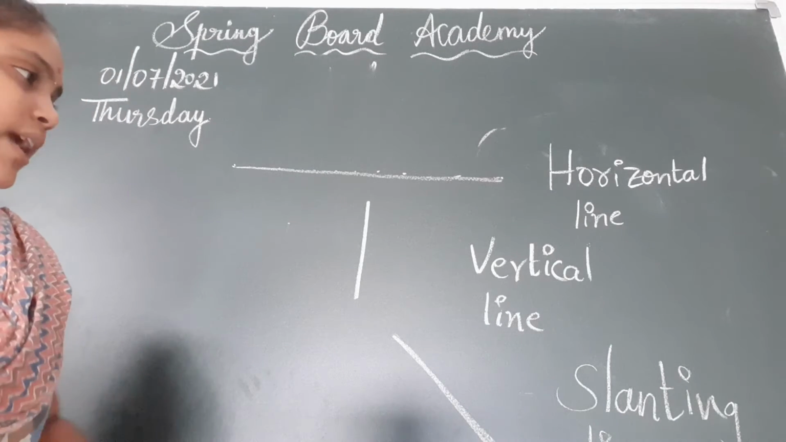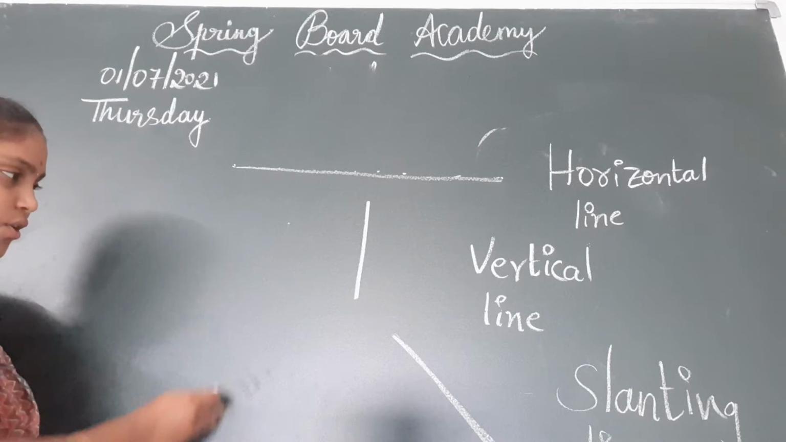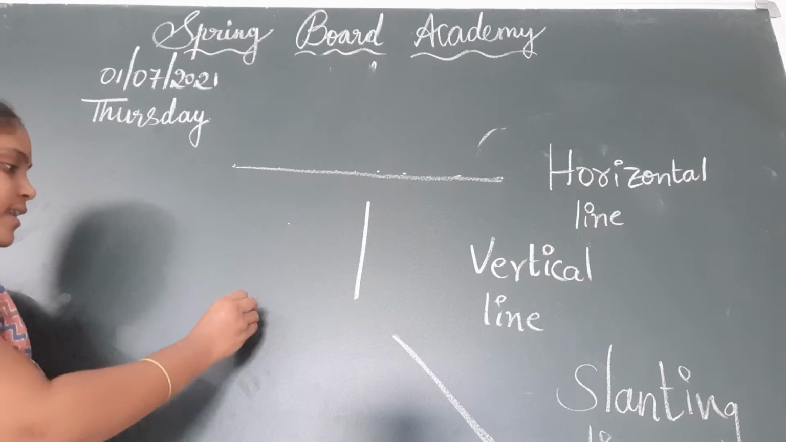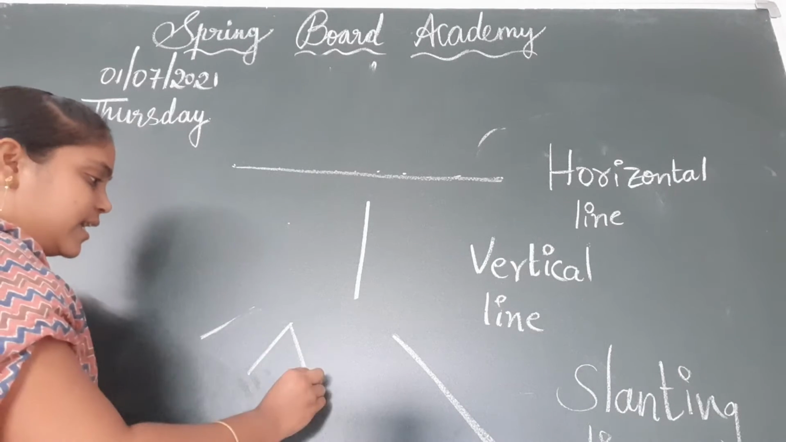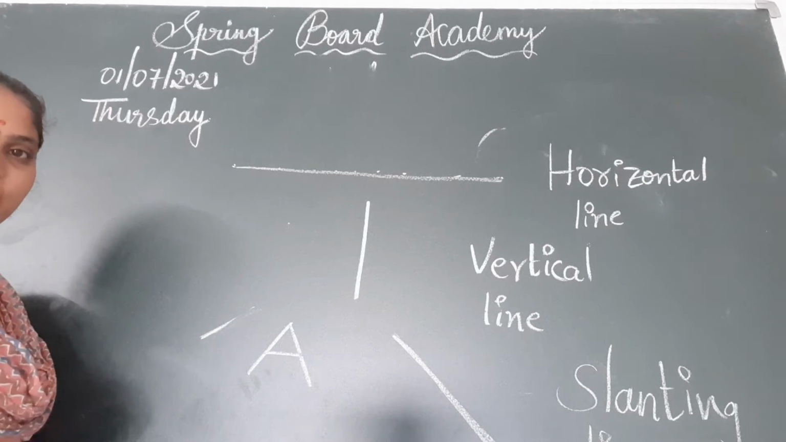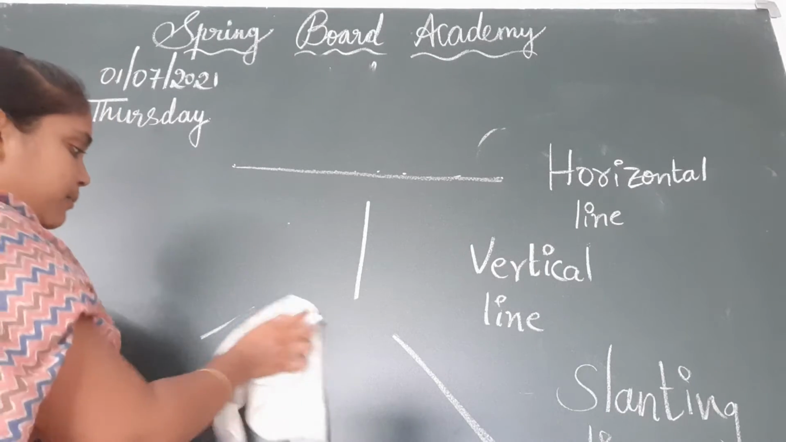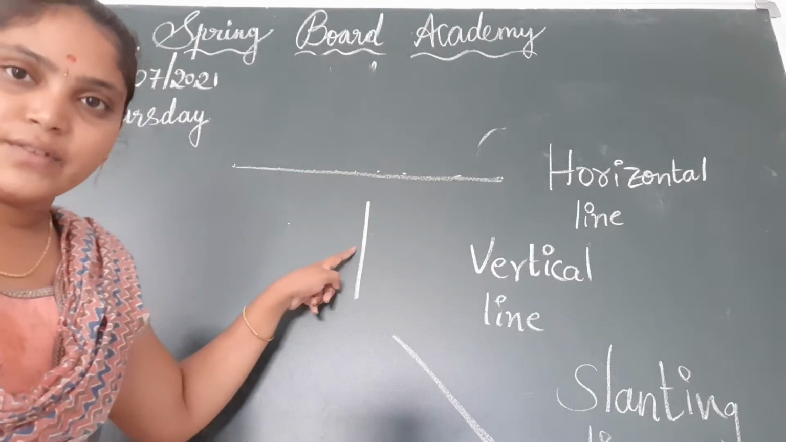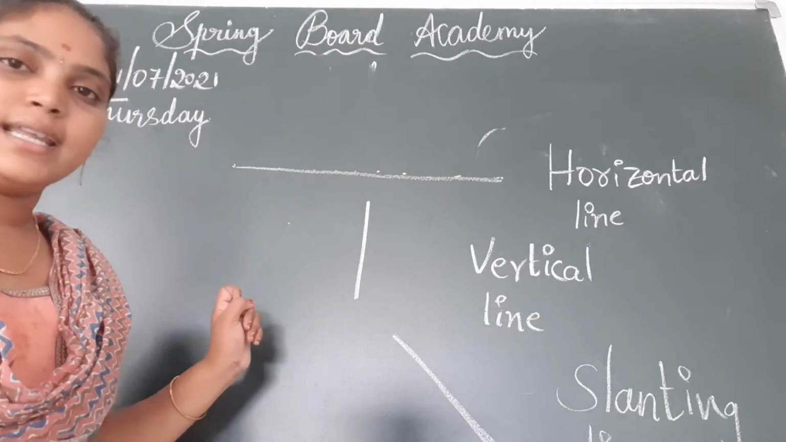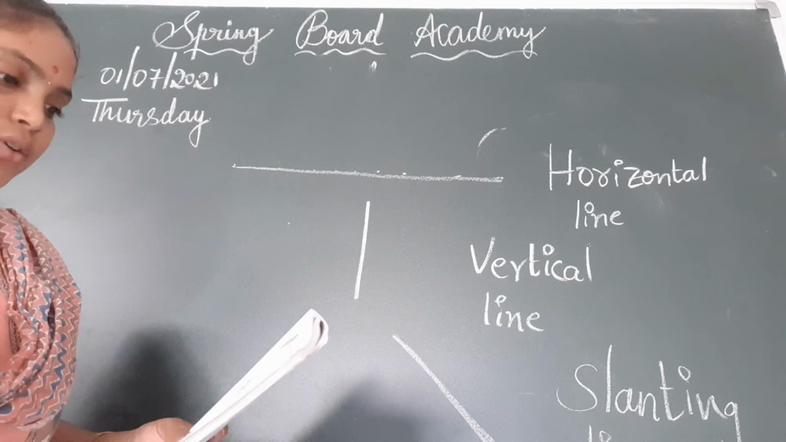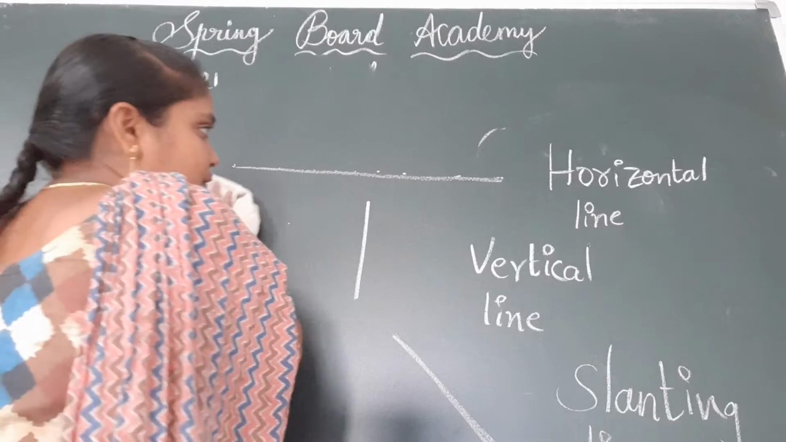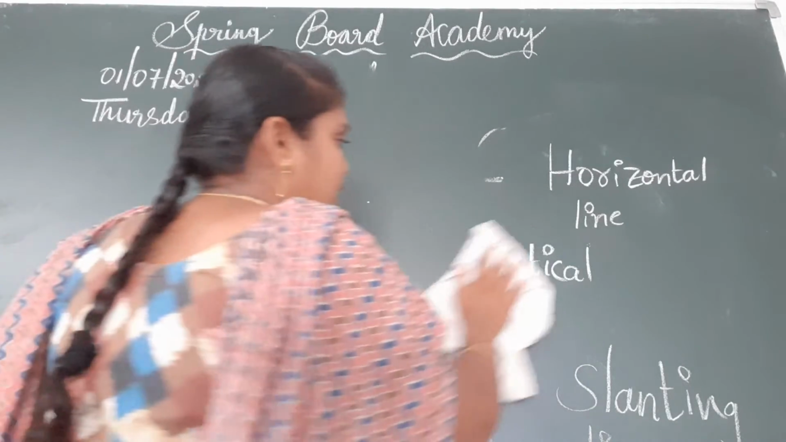How do we say it in PP1? You are saying slanting line, sleeping line. But in maths we say horizontal line, vertical line and slanting line. Okay children, you have to remember these three names: horizontal line, vertical line and slanting line.